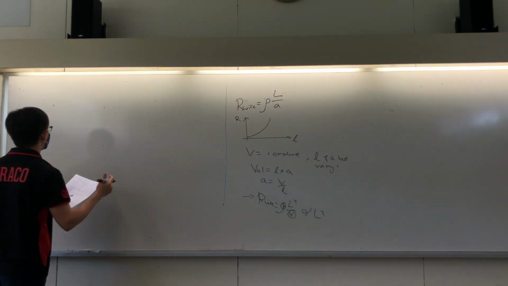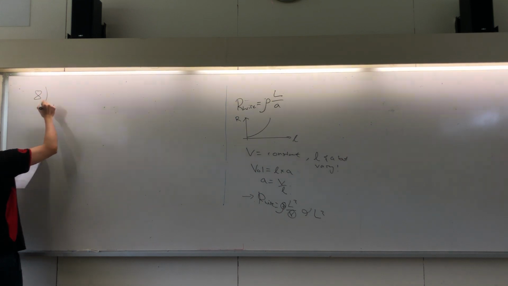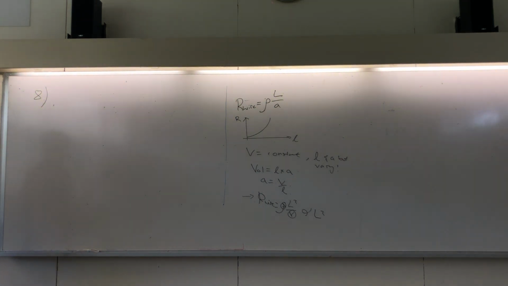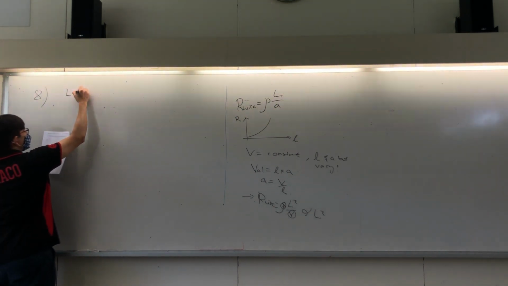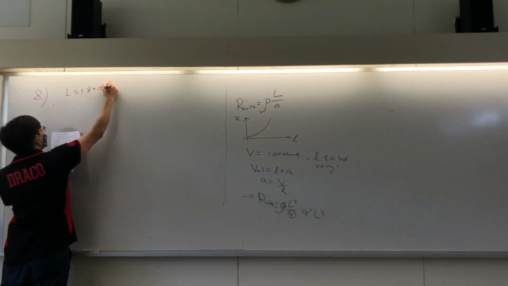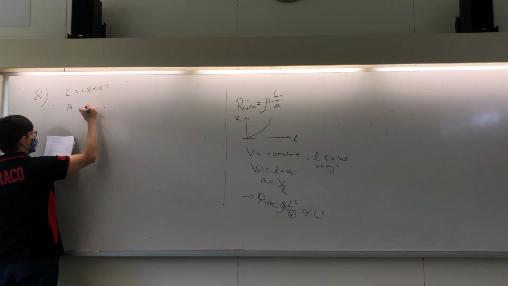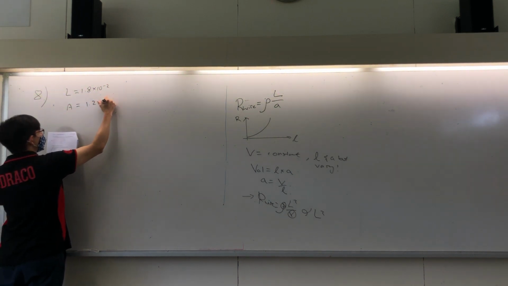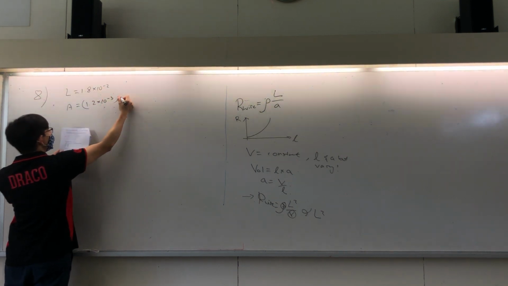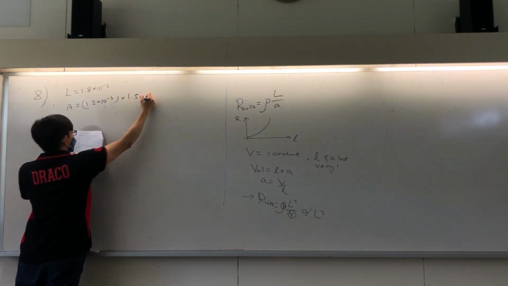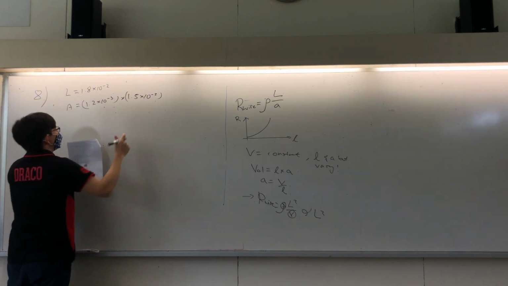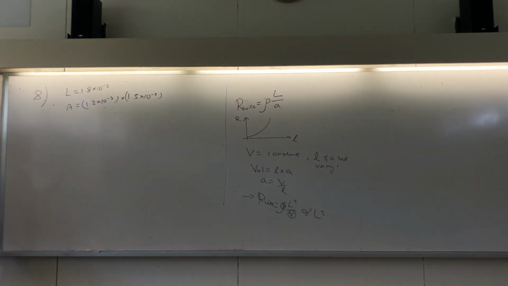Okay, let's take a look at 8 and 9. Question 8, they tell us that there's a current going through a slice of material. And then they give us the dimensions of the material. In the dimensions given, L is 1.8 times 10 to the power minus 2. And A, the cross-sectional area, is 1.2 times 10 to the power minus 3, which is width times the height.